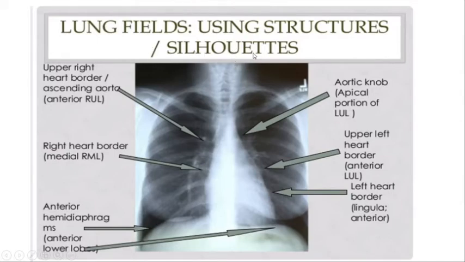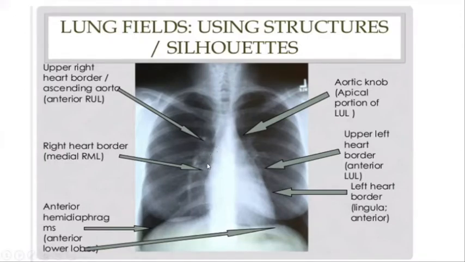Now, what about the silhouette sign? When this border relation of the lungs and the heart is lost, then this is known as the silhouette sign. Don't get confused between the silhouette and the silhouette sign. The silhouette sign is when this relation is lost.